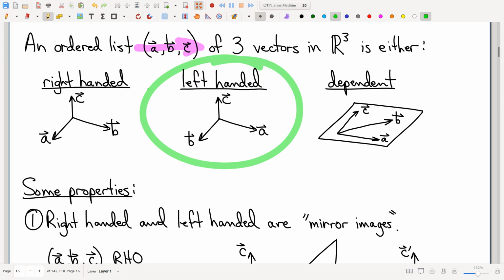Right? So index is the first vector A, middle, second vector B, thumb points in the correct side of the plane as the third vector C. So that's a left-handed list. Does everybody see what I'm talking about there? Very geometric. This is unavoidably intrinsically geometric.